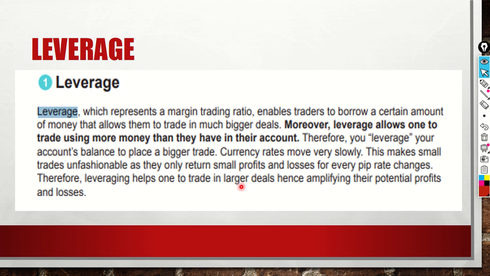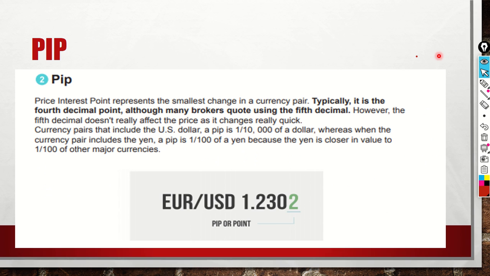Okay, so on the part of leverage, you have to select the one that suits your account very well. So let's go back to define a pip. On that one, I defined it. So here's the definition of the pip. The full name for pip is price interest point. Price interest point represents the smallest change in a currency pair.